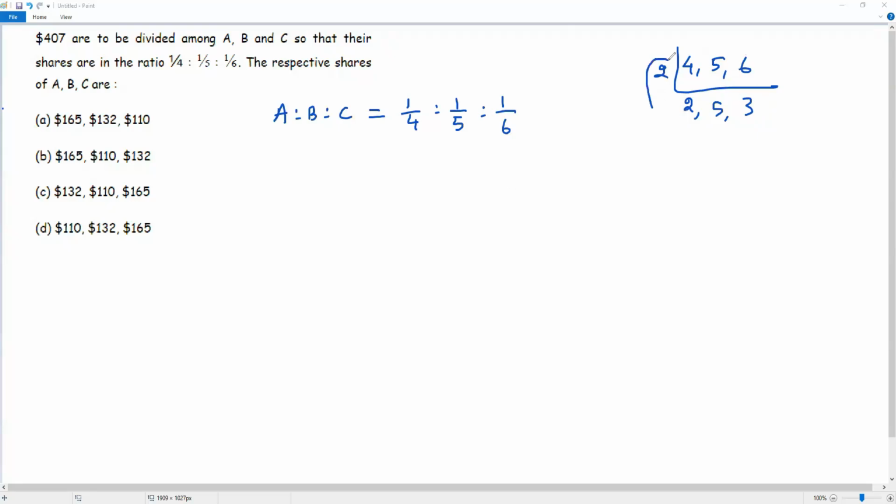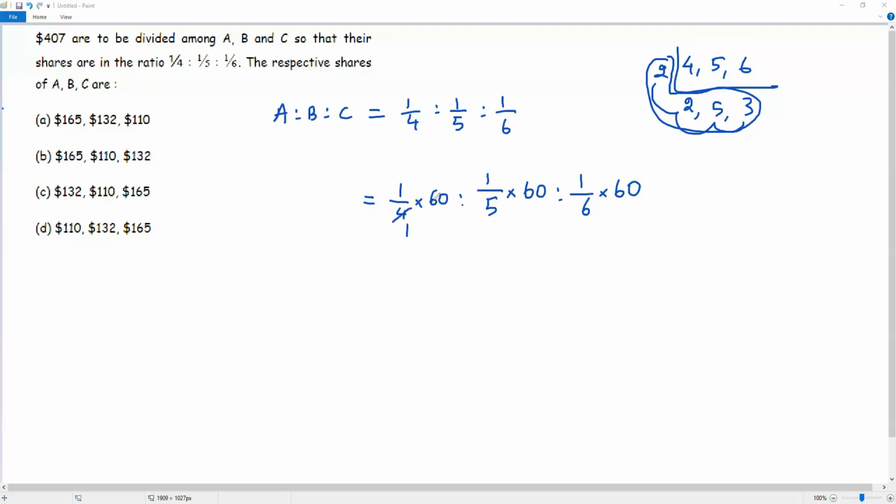Now I have to multiply the numbers which I marked: 2, 2, 5, 3. 2 times 2 is 4, 4 times 5 is 20, 20 times 3 is 60. So the least common multiple of 4, 5, and 6 is 60. I have to multiply each term of the ratio by 60 to convert the terms into integers. So I multiply the first term 1/4 by 60, 1/5 by 60, and 1/6 by 60.